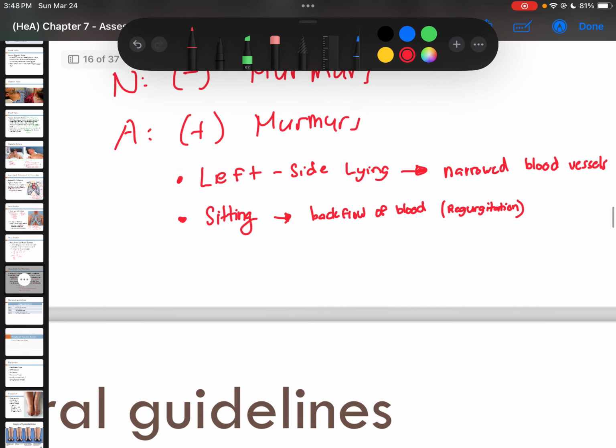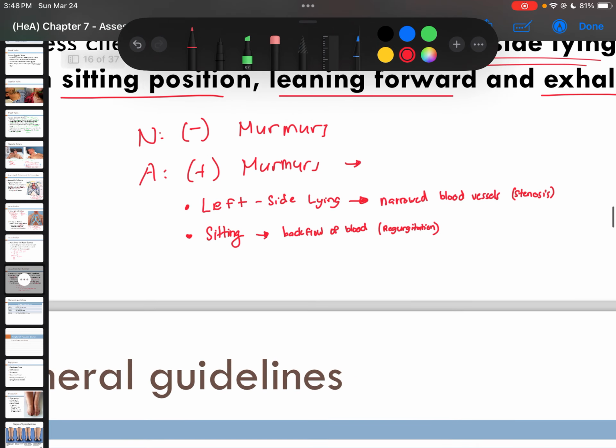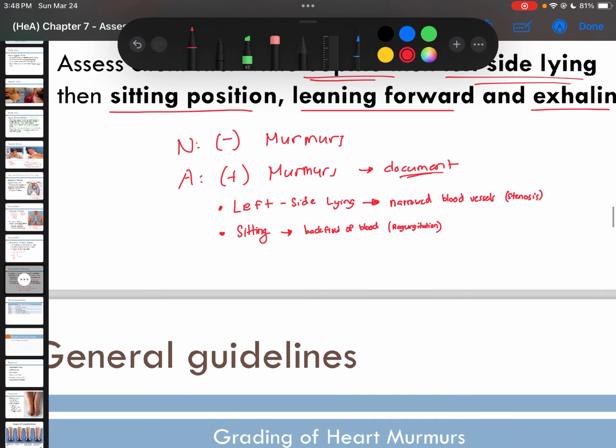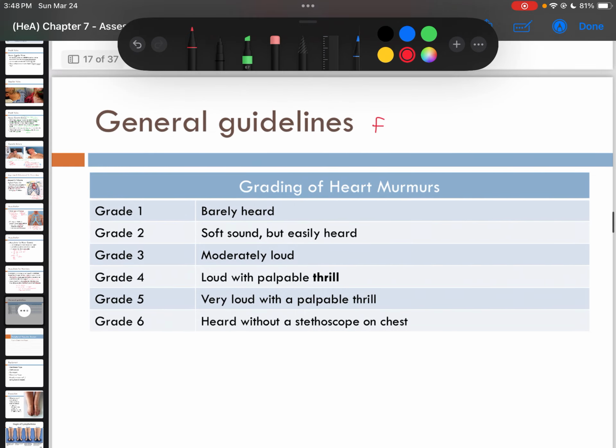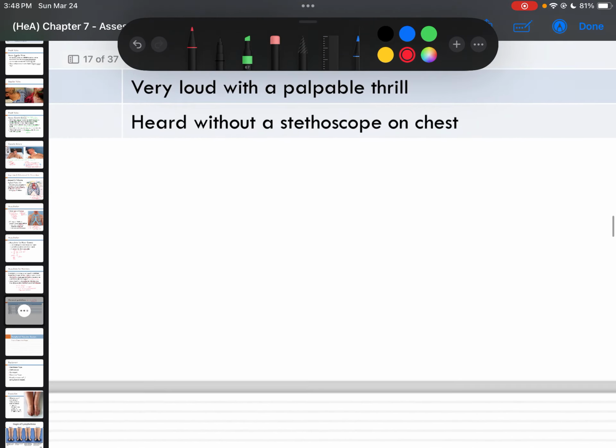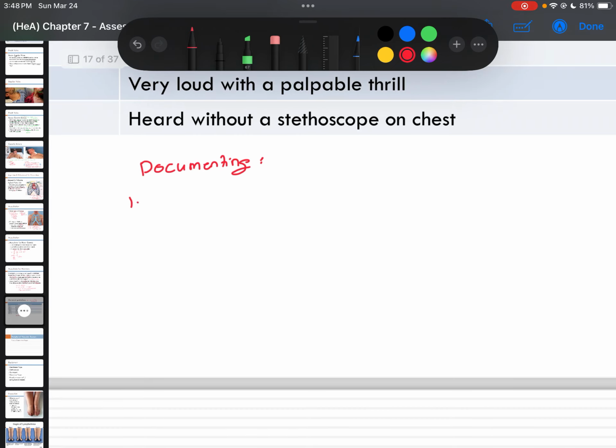Now, another thing you have to take note of when it comes to positive murmurs is you have to document it. There are specifics to documentation which we will discuss now. This is the general guidelines for documenting murmurs. Don't mind the chart first. Let us start with the guidelines first. When you are documenting murmurs, you have to take note of 5 things.